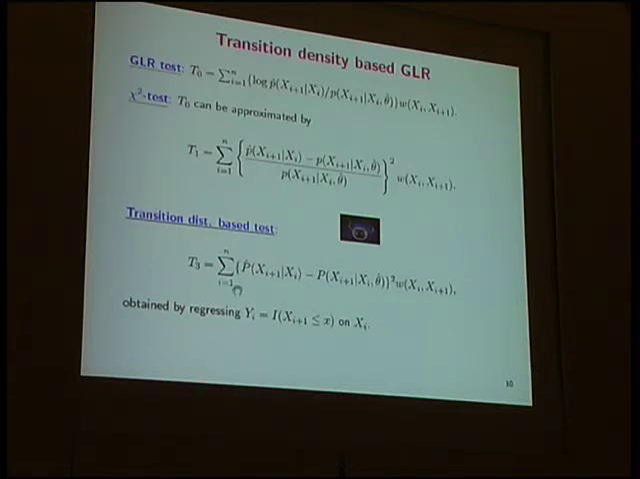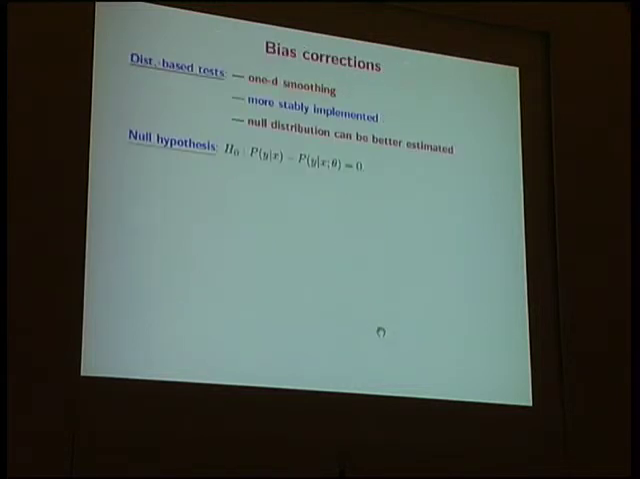So now you could also do the transition distribution based test. This would be the difference between the distribution implied by the non-parametric and by the parametric estimators, and you could do that. This is really a regression of an indicator function on xi. So this will give me T3.